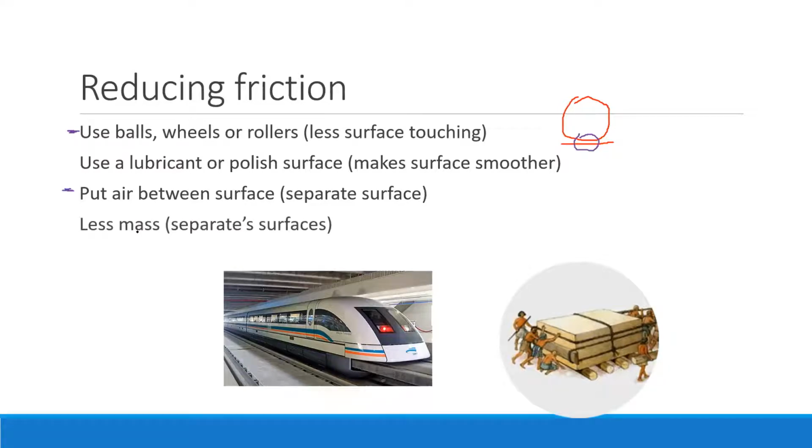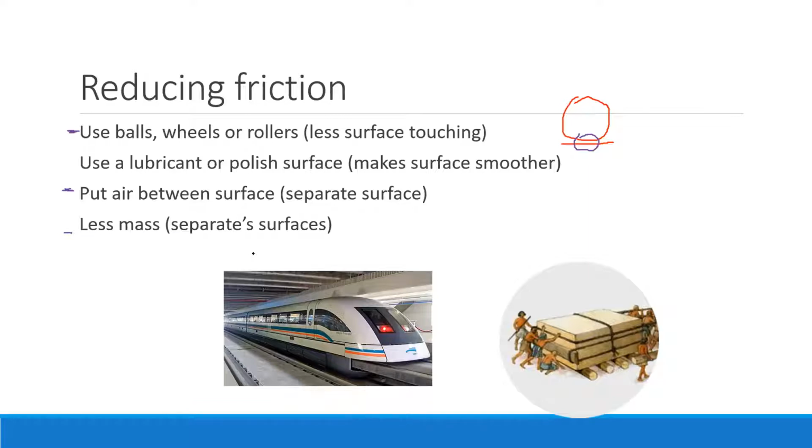All of the top three are about lowering the surface pressure. This one again lowers the surface pressure, but it does it in a different way. You make less mass. Less mass means it's lighter, which means you push down less, so there's less friction. And these are four ways that you can decrease the amount of friction.